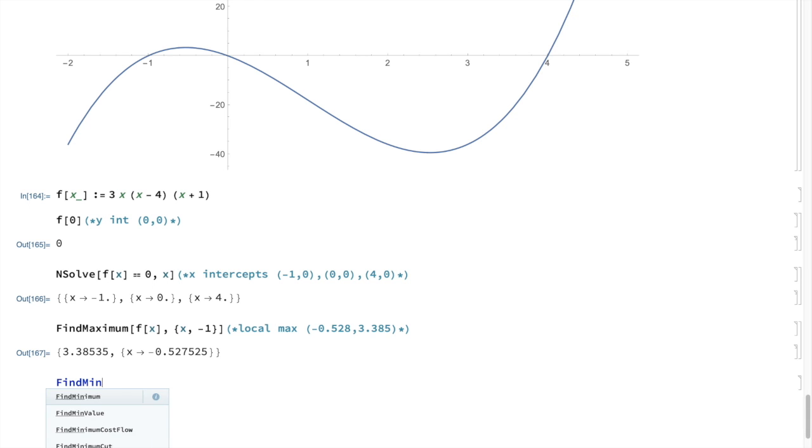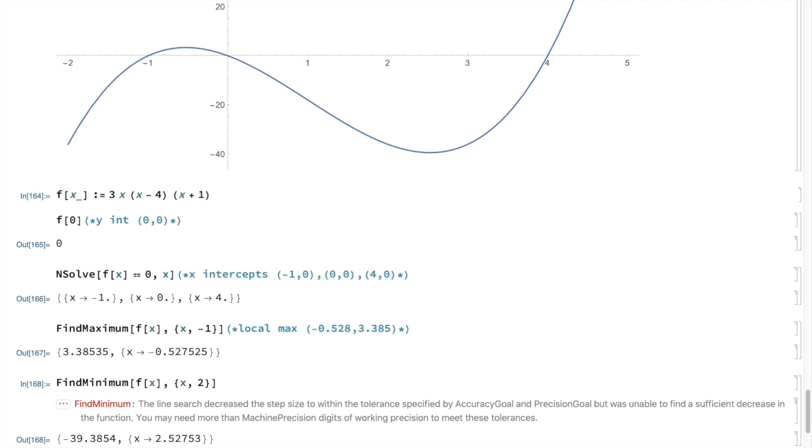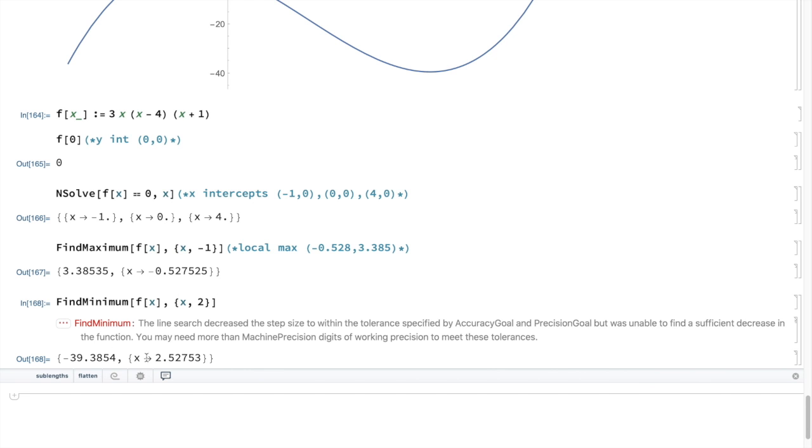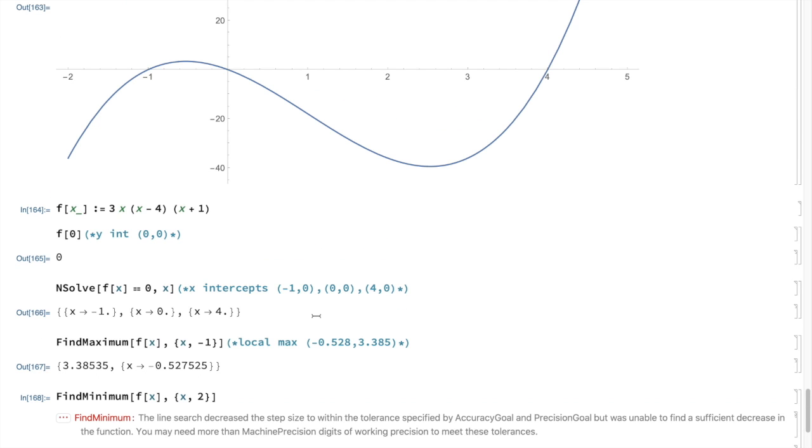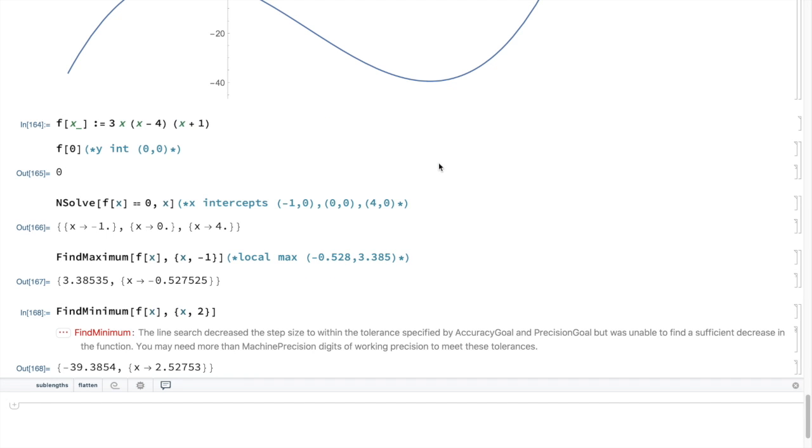Okay. And why don't we find this minimum right here? So find minimum, and you'll be doing this off of your TI-84s, obviously. And why don't we start this one at 2? The line search decreased the step size to within the tolerance. Okay, it's fine. So it's approximating it here, but this does check out. This is pretty close to the minimum right here.